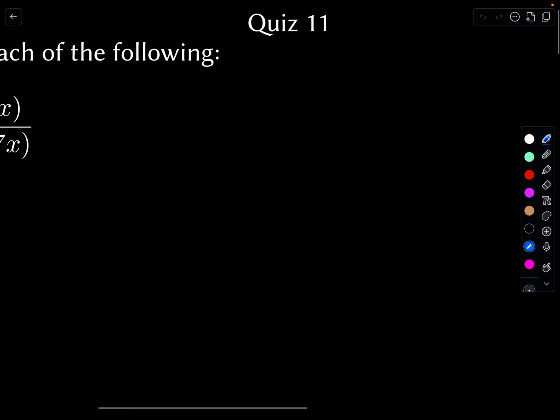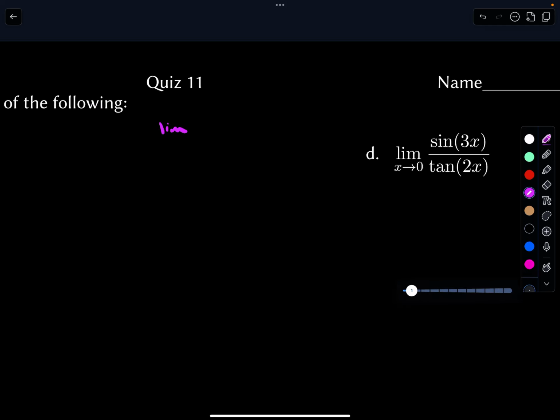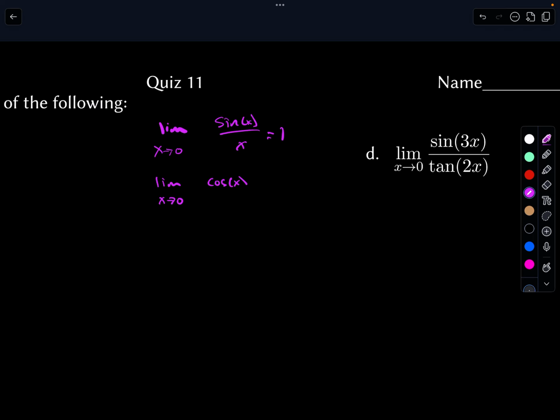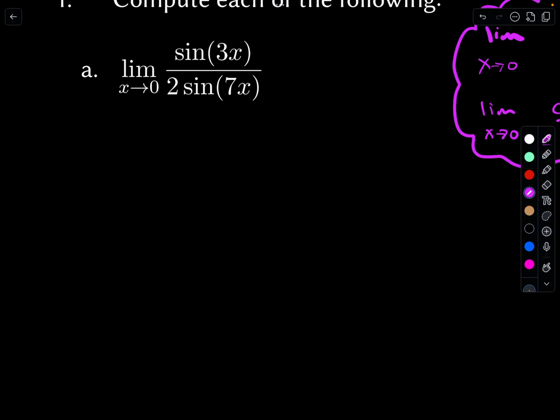Remember the main two limits that we're going to remember for these are the limit as x approaches 0 of sine of x over x is equal to 1, and that the limit as x approaches 0 of cosine of x minus 1 over x is equal to 0. So these are the main things that are used in the proof of the derivative of sine of x, and so I guess they're important for us to know.